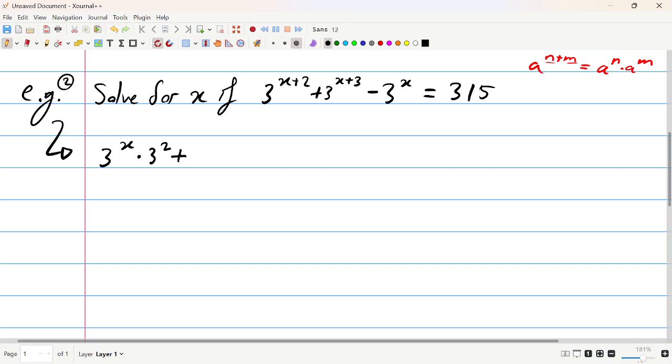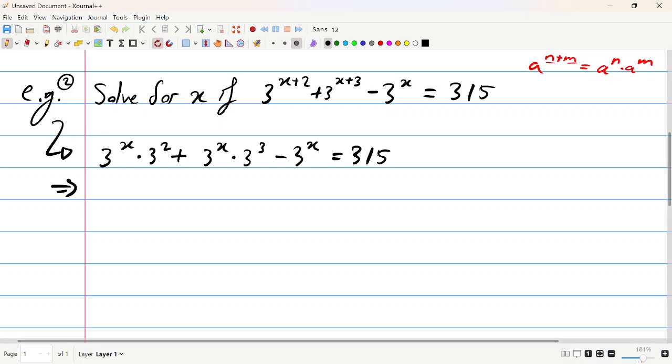We have 3 to the power of x times 3 to the power of 2 from the first one. Now the second term is 3 to the power of x plus 3. So we'll say 3 to the x multiplied by 3 to the 3. Minus 3 to the x equals 315.